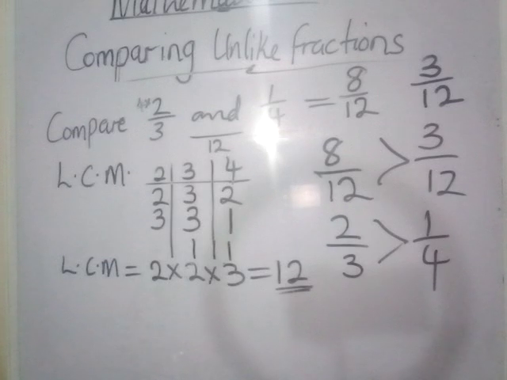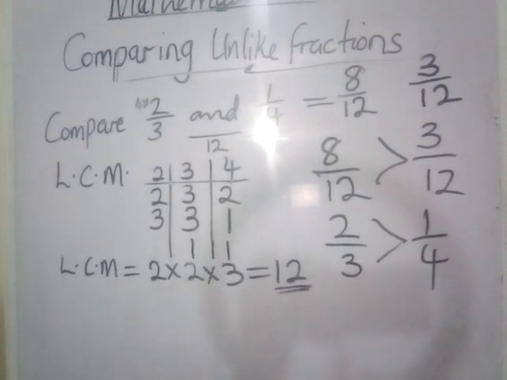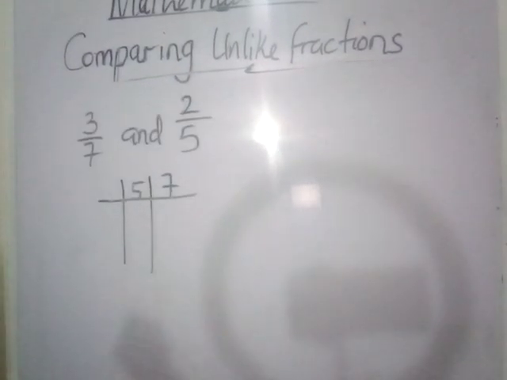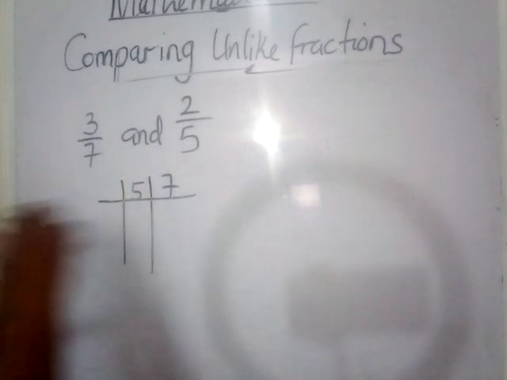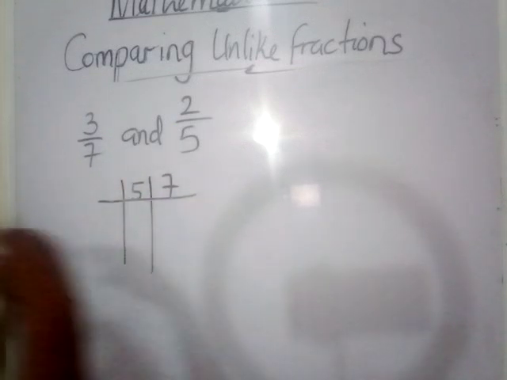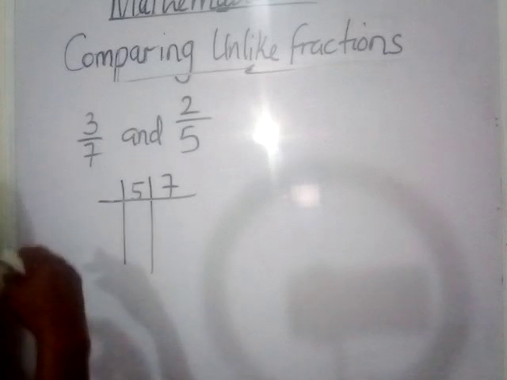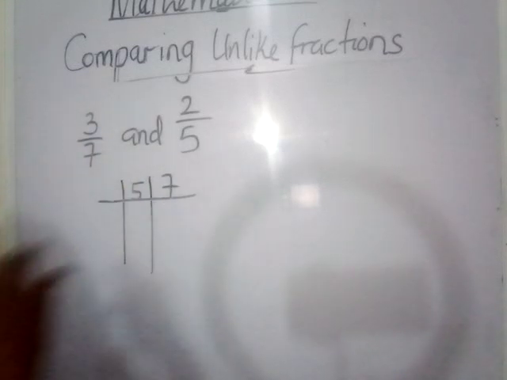Right? This is your comparison. Okay, let's look at the second example. So let's look at 3/7 and 2/5. Again, we see that the denominators are different. That means we can't just easily compare. So what do we do? We try as much as possible to give them a common denominator, a denominator that is the same, so that there will be room for comparison. We'll be able to compare them using their numerators.